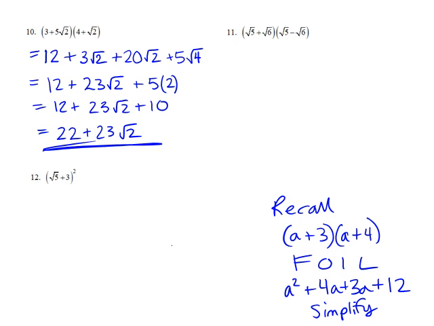It's kind of like saying 22 plus 23x. Those are not like terms. You can't combine them. Same thing with this 22 plus 23 times the square root of 2. They're not like, so you can't combine them.